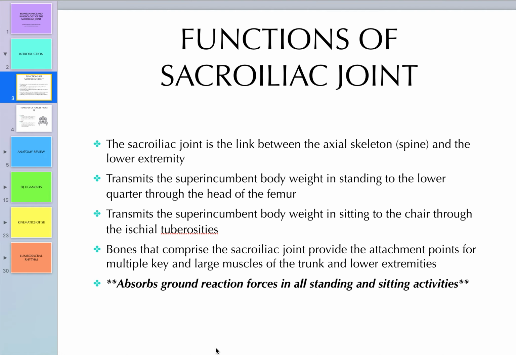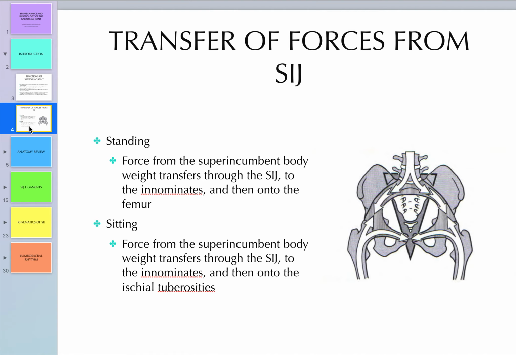Anytime our foot touches the ground, we have a force going from our foot into the ground. And of course, there's an equal and opposite force coming from the ground to our foot. So very important to remember. We're going to talk about it in posture and gait lectures as well. So once again, SI joint responsible for transfer of forces.